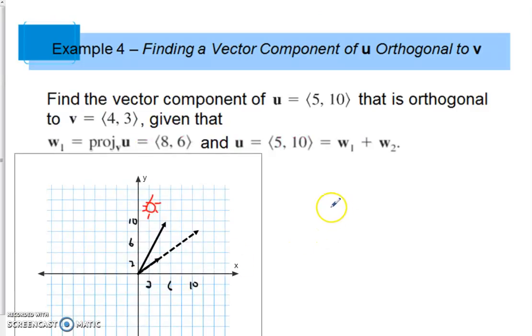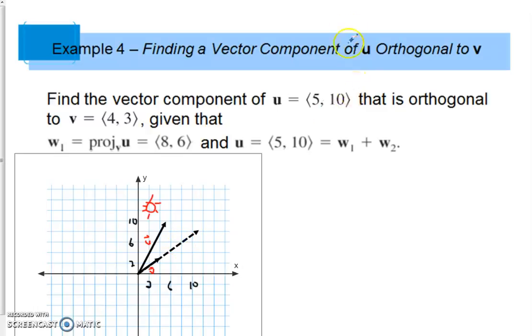Alright, so here we go. Find the vector component of u, which is this vector right here, that is orthogonal to v, which is the vector 4, 3, given that w1, the projection of u onto v, is 8, 6. Now if I drew this, oh, I got it right, good.